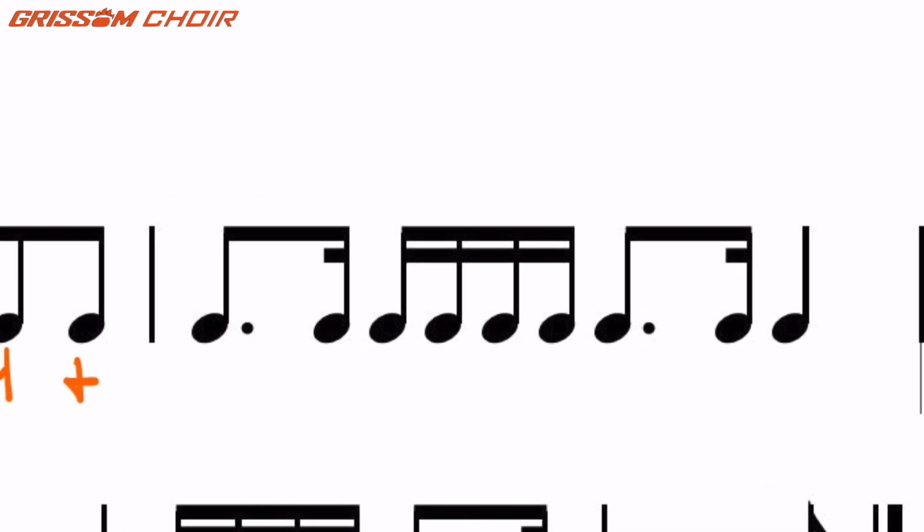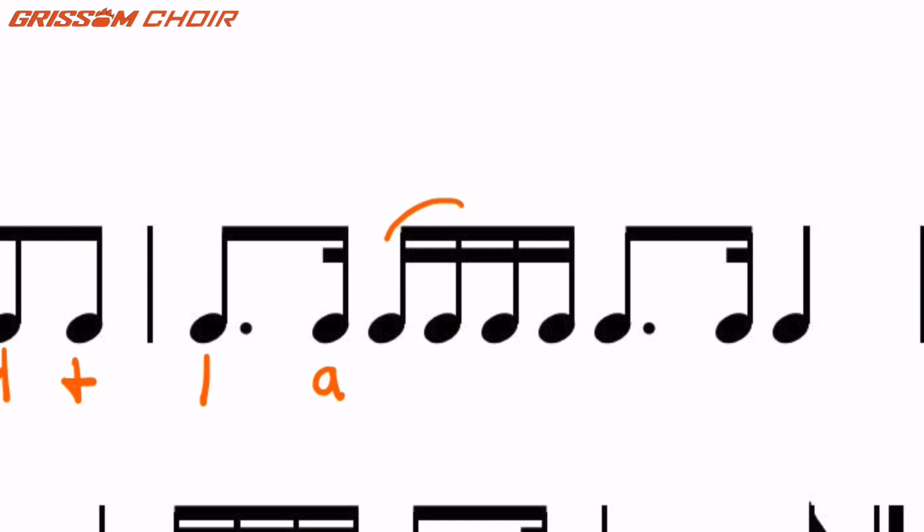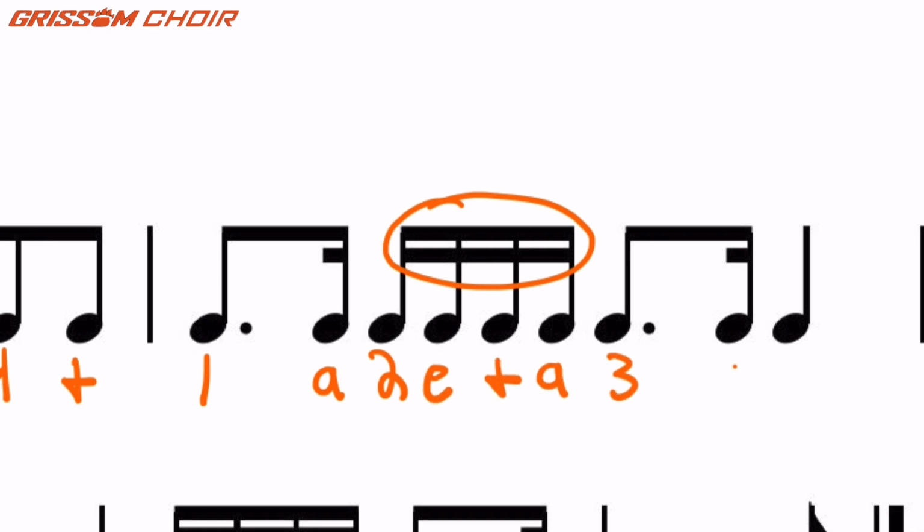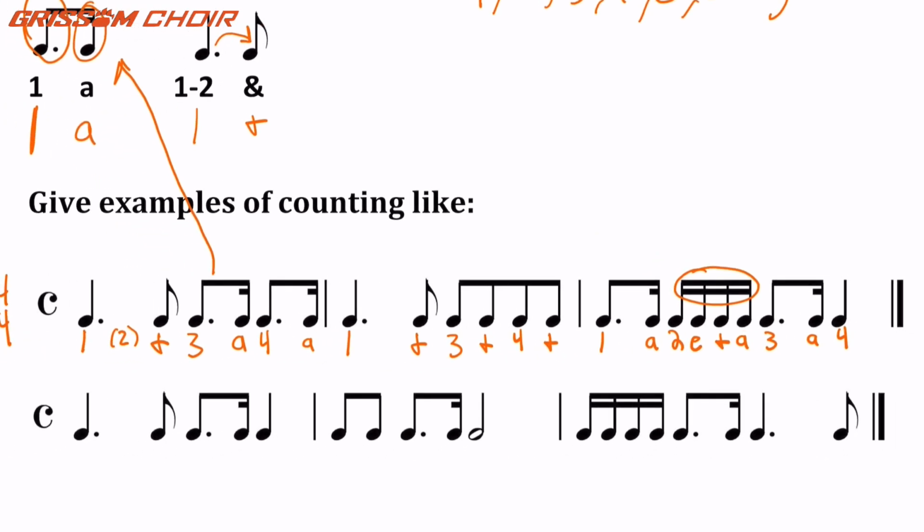Last measure, 1. We must remember that these are 16th notes, and these 16th notes get 2 E and 3 4. This entire line would be 1 and 3 4, 1 and 3 and 4 and 1 2 E and 3 4.